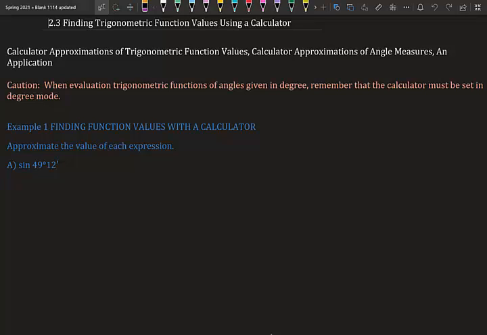All right, so when evaluating trigonometric functions of angles given in degree, remember that the calculator must be set in degree mode. Don't worry, I'm going to show you my calculator. We'll go over that in a second and how to get to that.